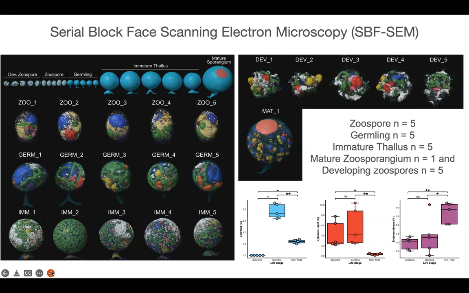So we have these different stages, and we get data that looks like this. I'm not going to go into it. There's just tons of data. Check out the paper if you're interested. But for example, let's take endomembrane. We've got a quantification of how much endomembrane is in the zoospore, the germling stage, and the immature thallus. So we can compare these different components.